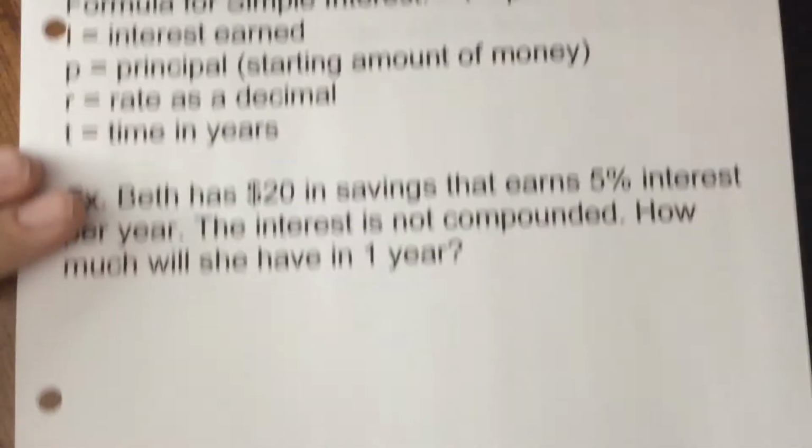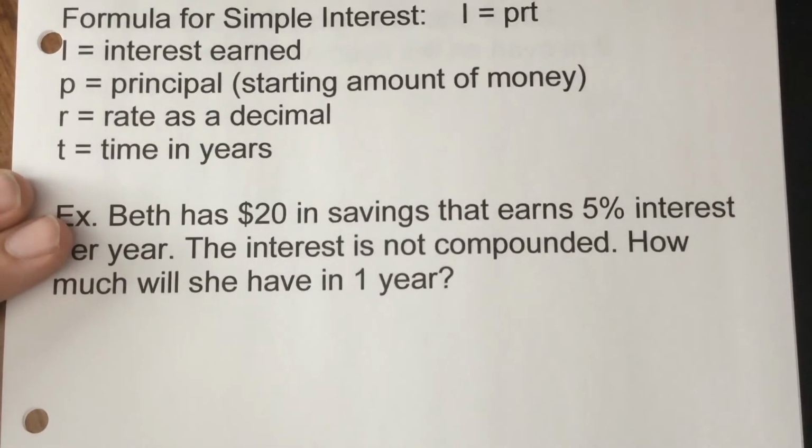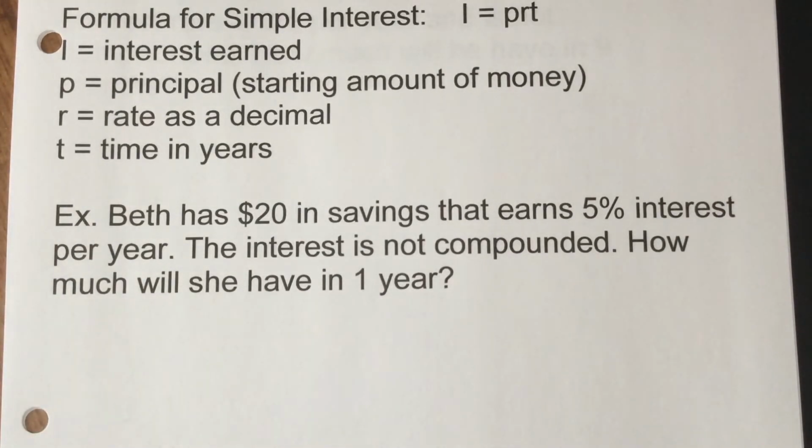So let's do one. Beth has $20 in savings that earns 5% interest per year. The interest is not compounded. We'll get into in the next lesson what happens when it's compound interest. Compound is after so long, they pay you the interest, and then you can gain interest on that interest, which is really awesome because then you get even more money in the end. Right now, we're keeping it simple, just straight up $20 in savings, 5% interest. What would you have after 1 year?